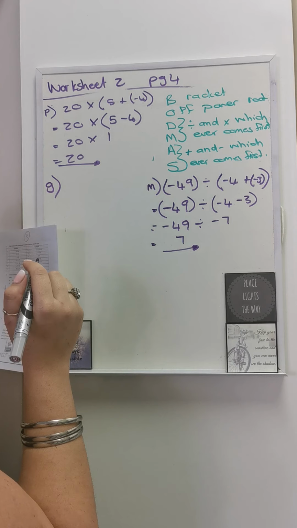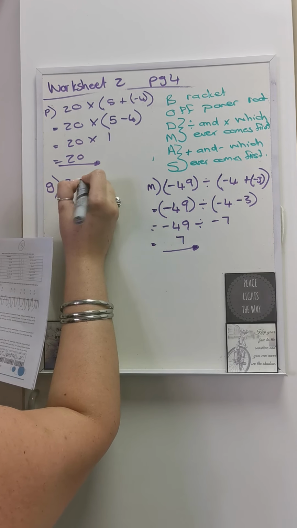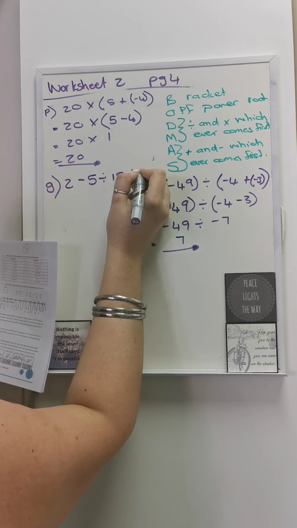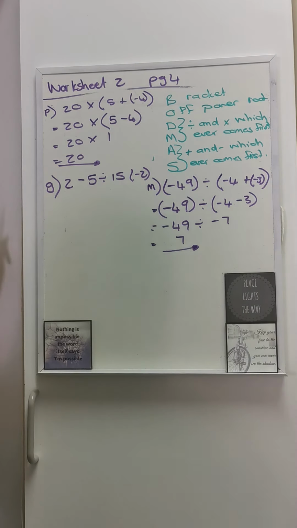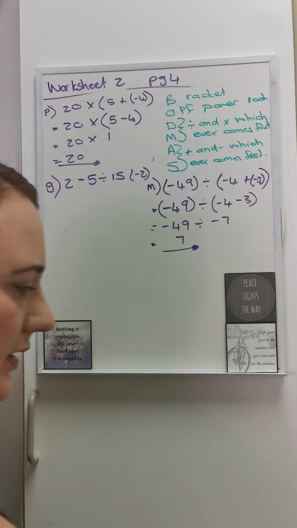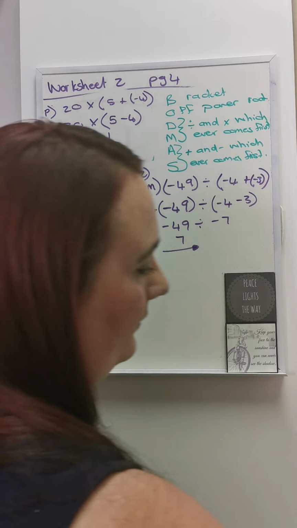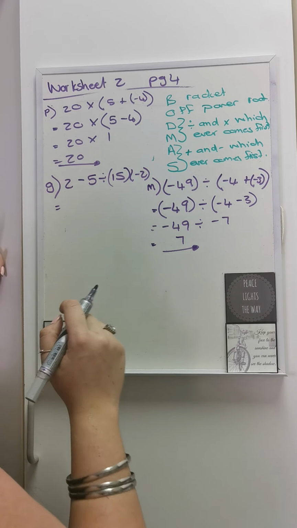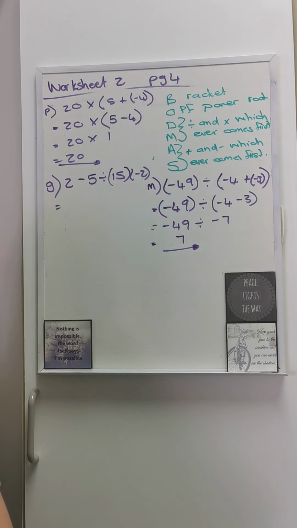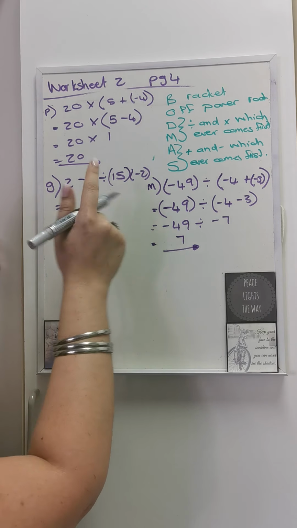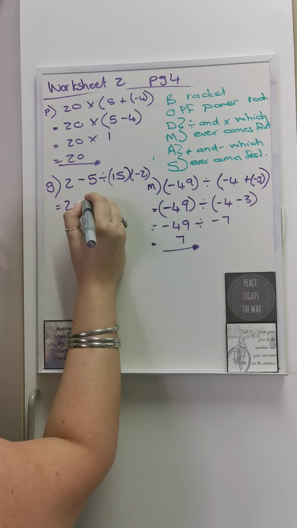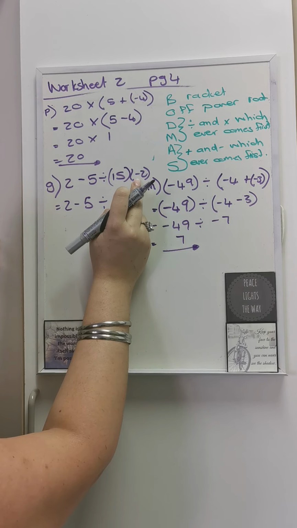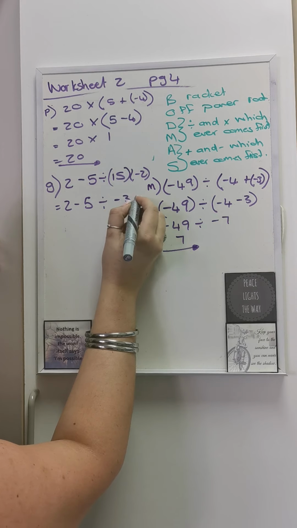I want to do number G over, please. 2 minus 5 divided by 15 times negative 2. Small mistake that you didn't remind me of, that I didn't see. Let me just put this in a bracket. These two numbers are attached, so we have to do them first. So it will be 2 minus 5 divided by 15 times negative 2 gives me negative 30.